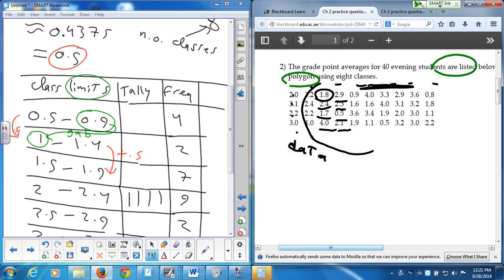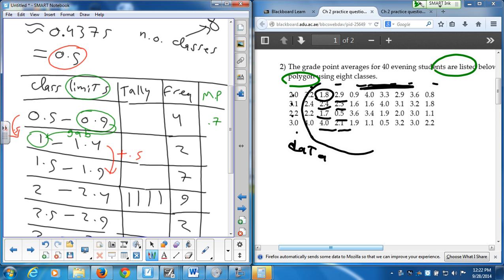What is the midpoint here for this class? You add the limits and divide the result by 2. So the average of 0.5 and 0.9 is 0.7, right? Just add them, get 1.4, and then divide by 2, so the answer is 0.7. It's halfway. The average is always the midpoint of two values, right? So that's how I get the midpoint here.